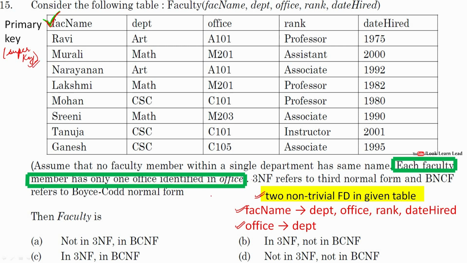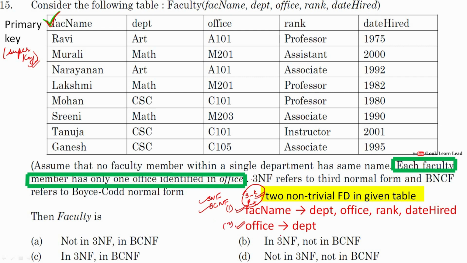Now let's move on to the first dependency. According to the first dependency, it is in 3NF as well as in BCNF. How? Because faculty name is the primary key as well as a super key. So the first non-trivial functional dependency is in 3NF as well as in BCNF. Let's see the second one.